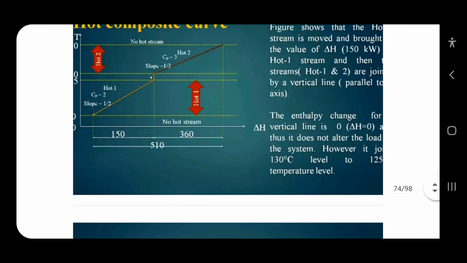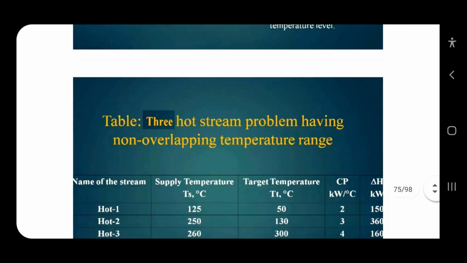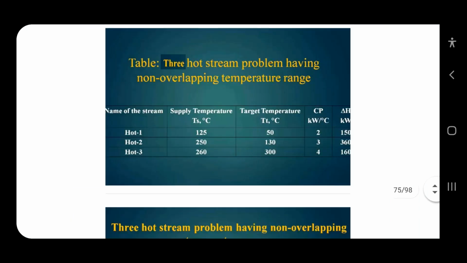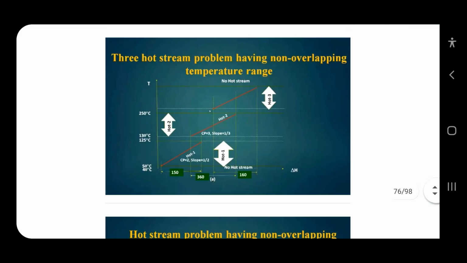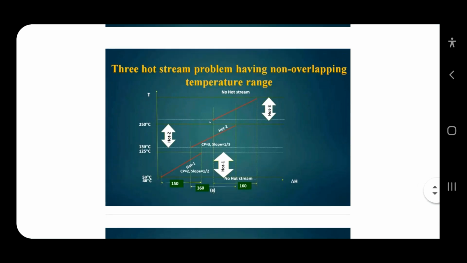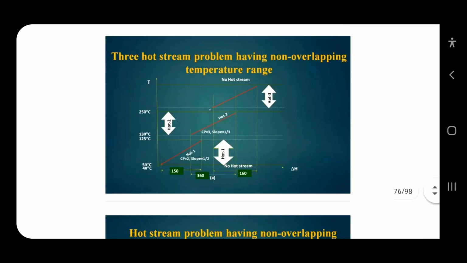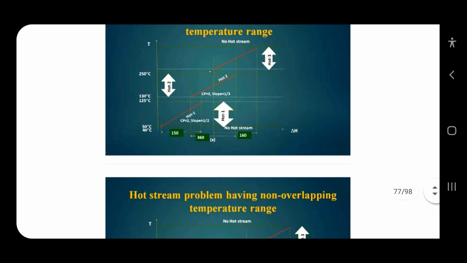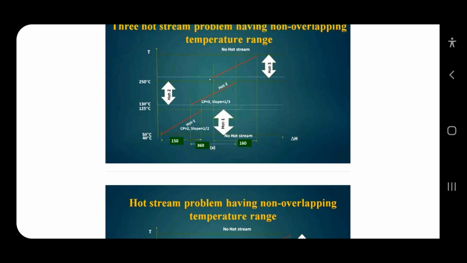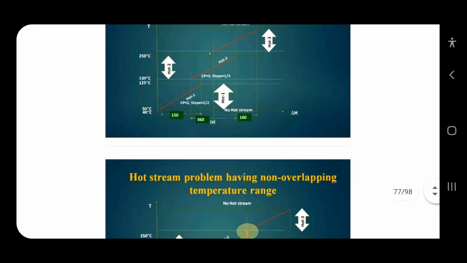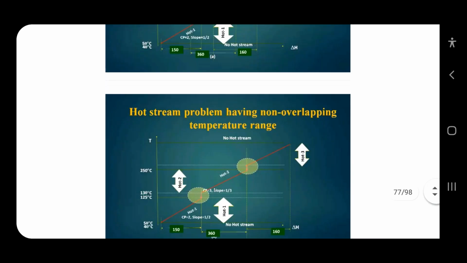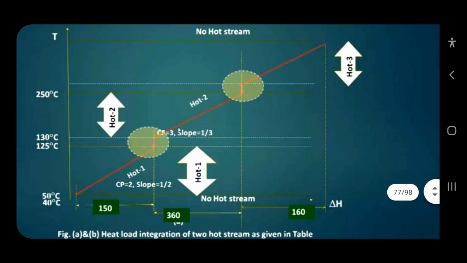So suppose there are three streams, three hot streams. Similarly, these three lines did not touch with each other, so you may keep the vertical lines. Have a look, there are vertical lines, but delta H value should be 0. So three streams data is there.